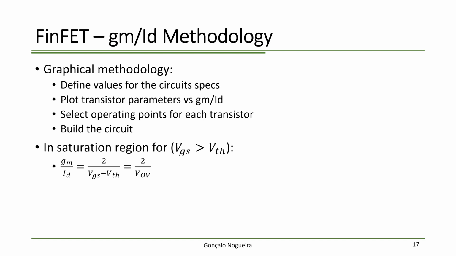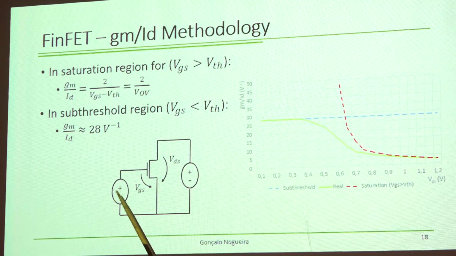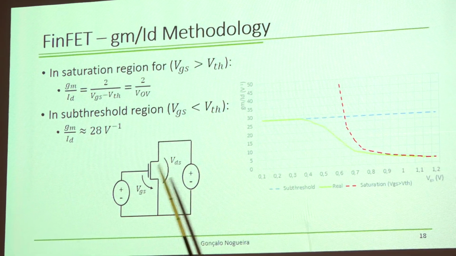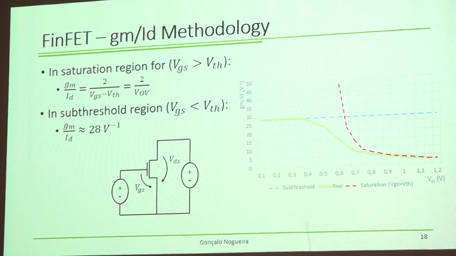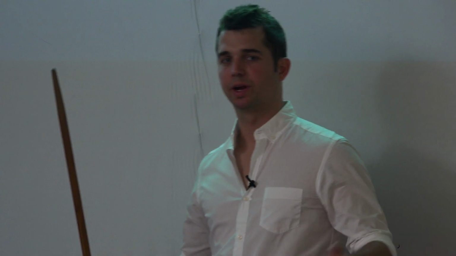Now, let me give you more or less an explanation of how you're going to check the transistor parameters. You just put the transistor, you put a voltage source defining the VGS, you put a voltage source defining the VDS, and you just sweep. You sweep, and you check the parameters that you want about the transistor.